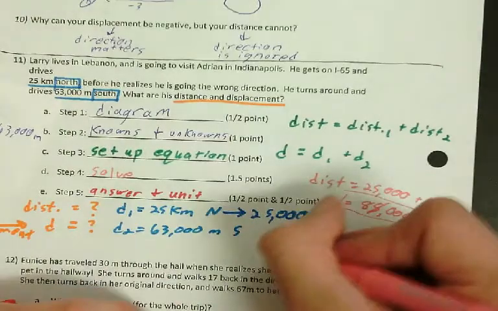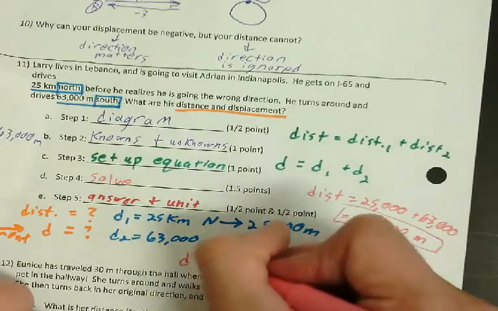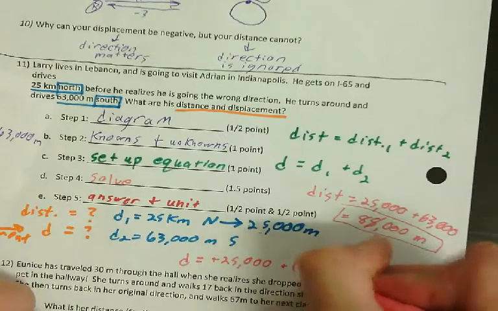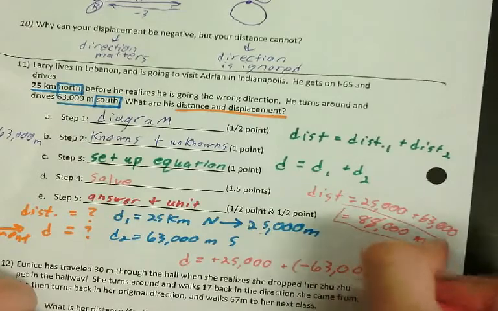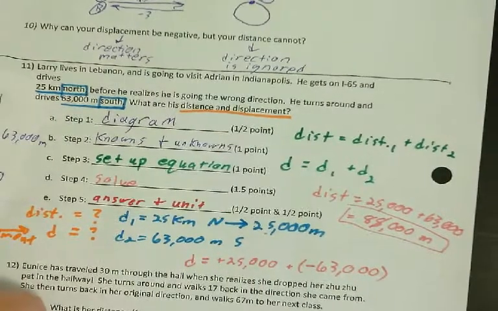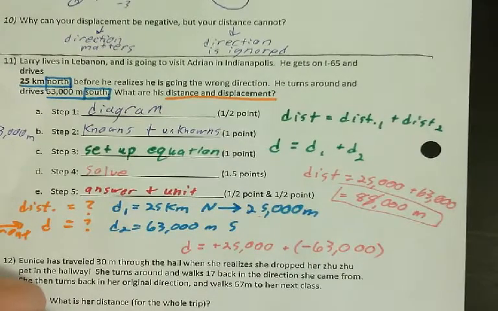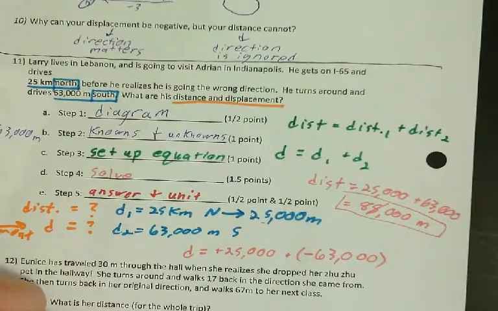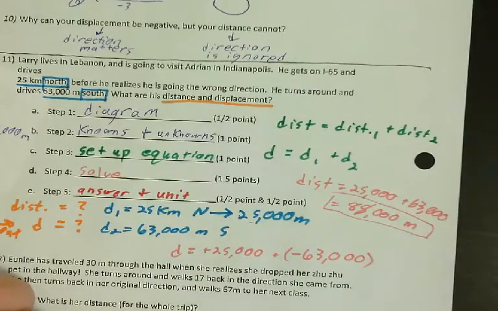Now I'm going to do the same thing with displacement, but this time I have to include the directions. So it's positive 25,000 plus negative 63,000. If you're wondering why I made north positive and south negative, it's because I decided to. It doesn't matter. I usually make up positive, down negative, right positive, left negative. It doesn't really matter as long as one is one and one is the other. Also, you don't have to include the plus. I just did it to show you the difference here.